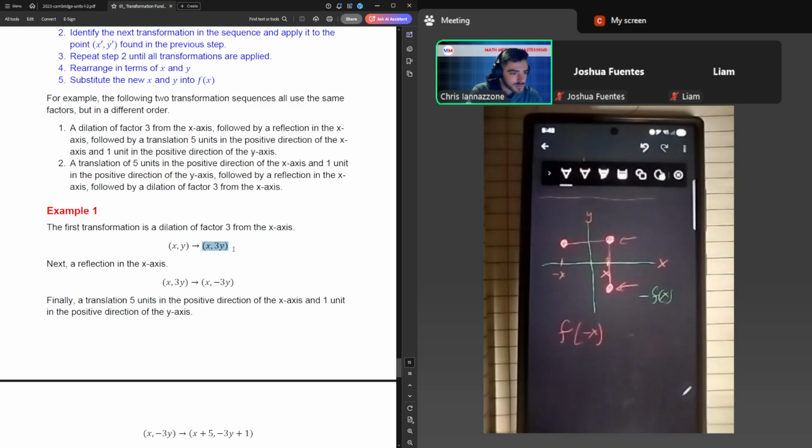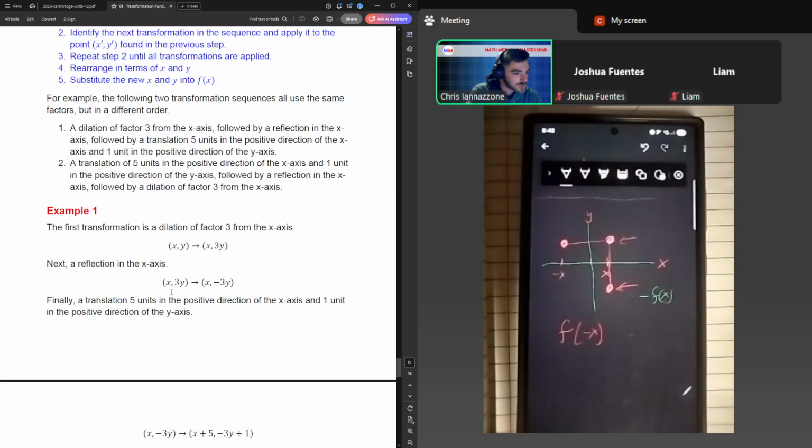Then where you start next is where you left off previously. So x comma 3y is our new starting point for the next transformation. So it's going to be a reflection in the x-axis, which looks like a negative sign on the y value.